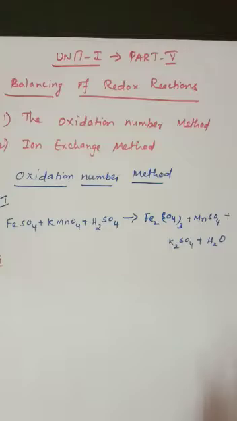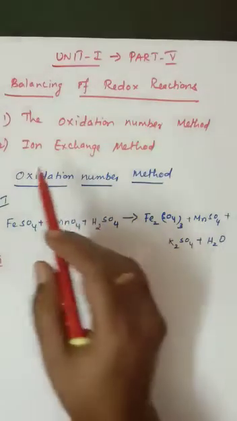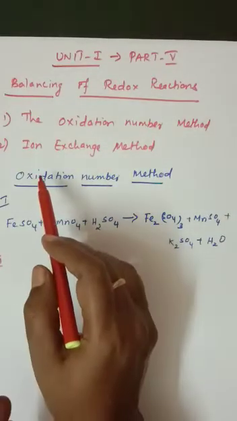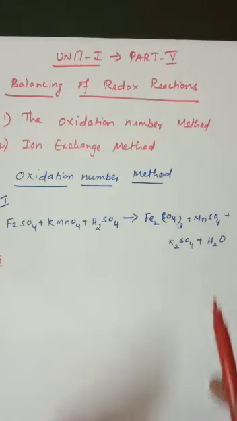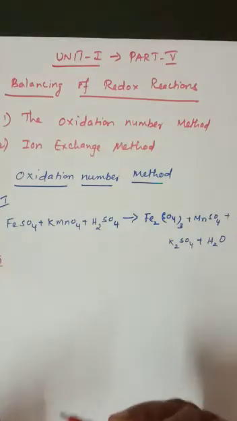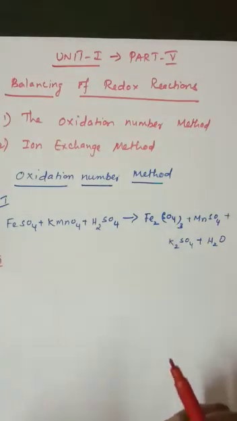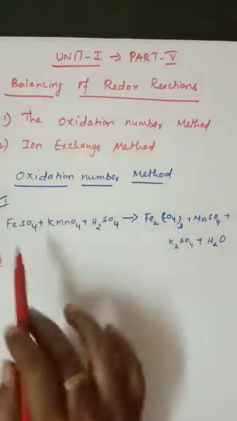Now we are going to see the topic balancing of redox reaction. It is two types. One is oxidation number method and another one is ion exchange method. The first one is oxidation number method. So we have two or more steps. The first step is write the skeletal equation first.